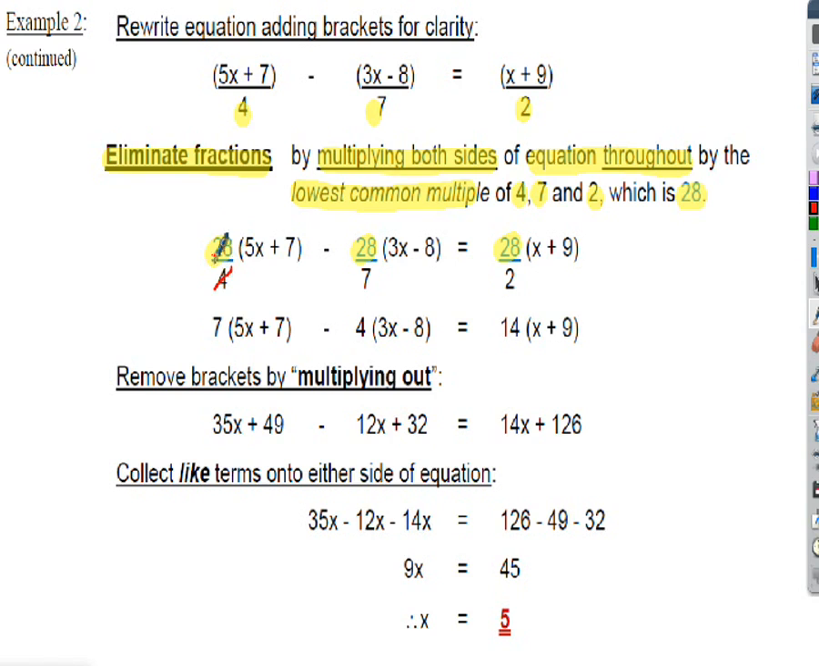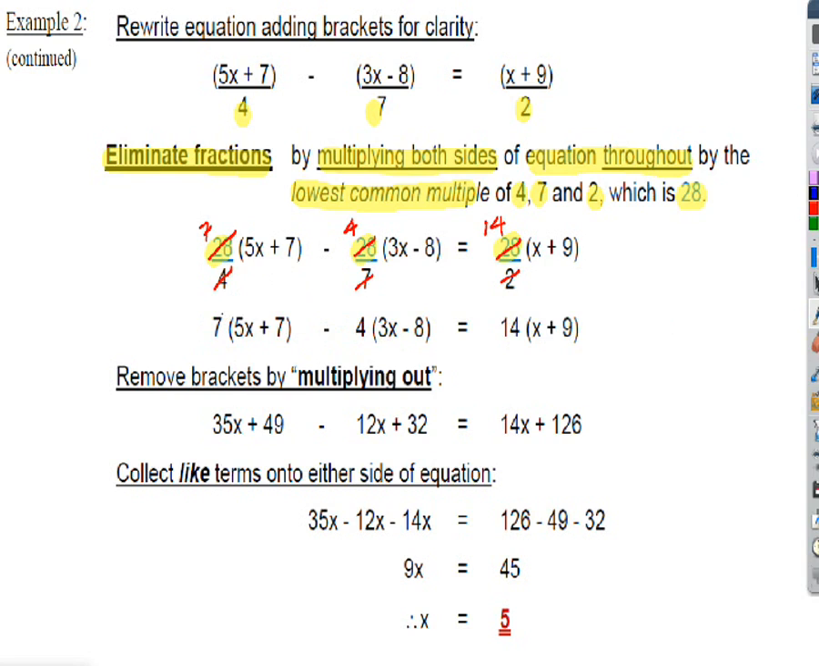So 4 divides into 28 7 times exactly. 7 divides into 28 4 times exactly. And 2 divides into 28 14 times exactly. And that's what we've written on the next line. The 7 multiplied by the 5x plus 7 minus the 4 multiplied by the 3x minus 8 is equal to the 14 multiplied by the x plus 9.